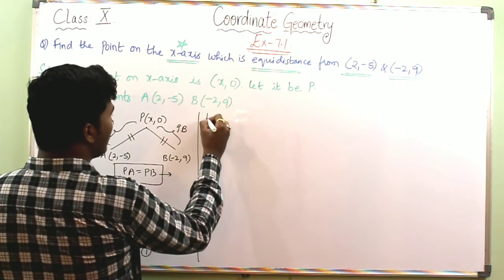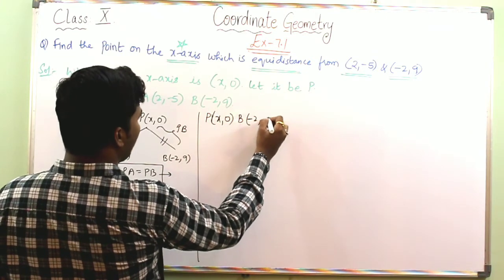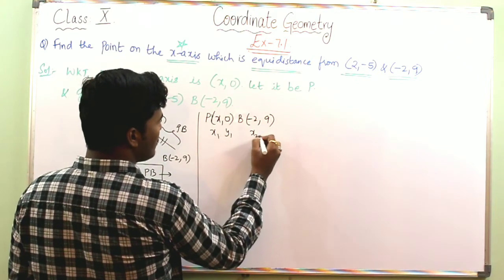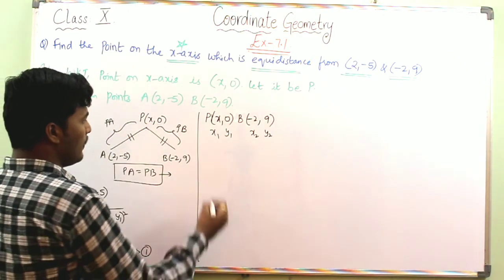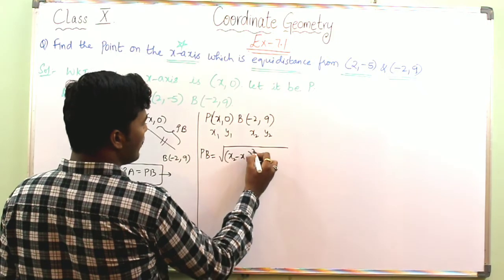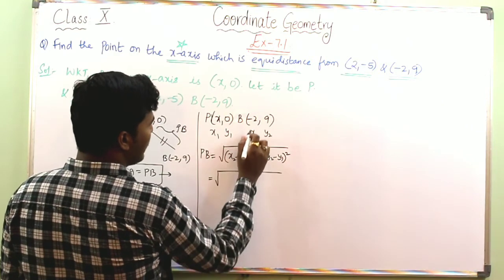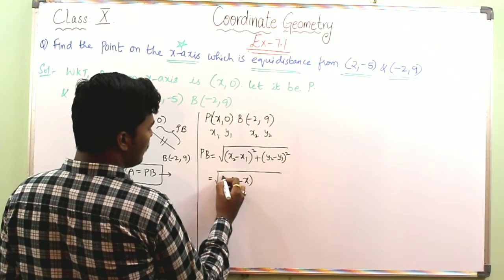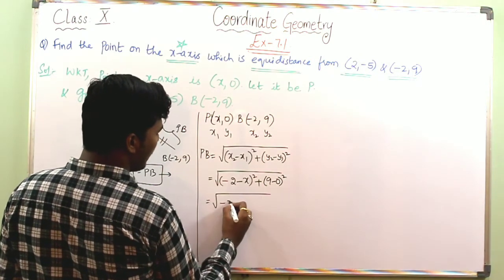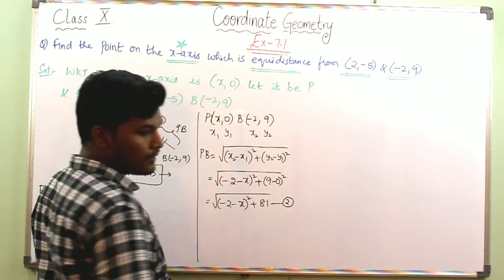Okay, now similarly let us find out PB by considering P point x comma 0 and B point minus 2 comma 9. Again name this as x1 comma y1 and this as x2 comma y2. Now PB is equal to square root of x2 minus x1 whole square plus y2 minus y1 whole square. This implies minus 2 minus x whole square plus 9 minus 0 whole square. This implies minus 2 minus x whole square plus 81, because 9 square is 81.